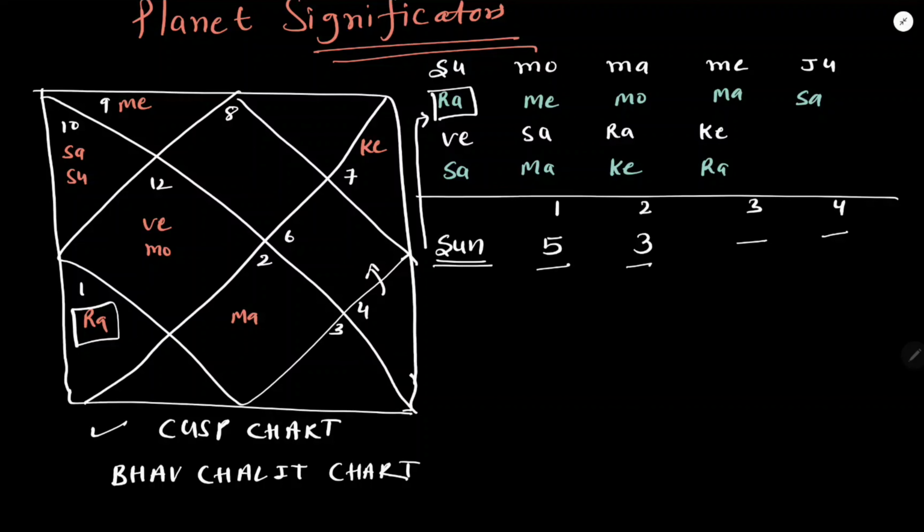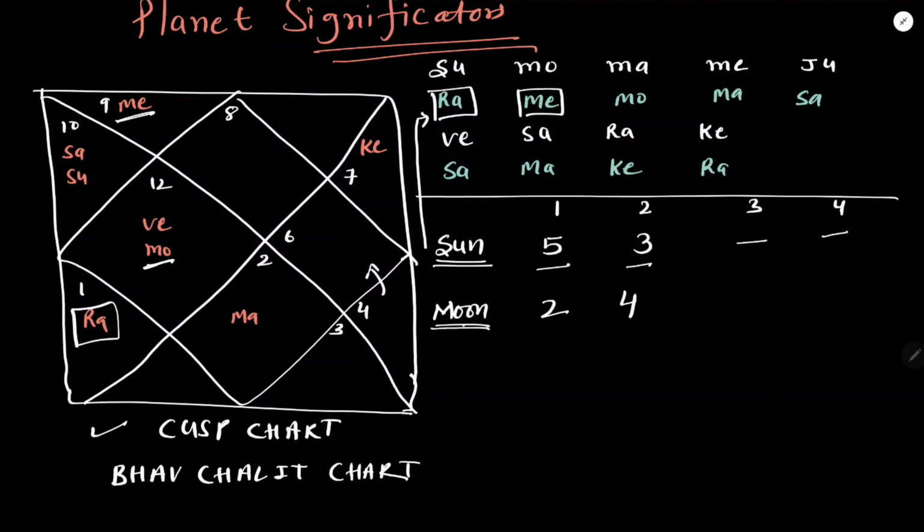Next, let's take the moon. So moon is in the Mercury star. So first it will give the result of the Mercury, and if we see, Mercury is the occupant of second house, so we can write 2 at first level because it is the occupant of second house. Second, the moon gives the result of itself, so it is in fourth house, so we can write down 4 over here.